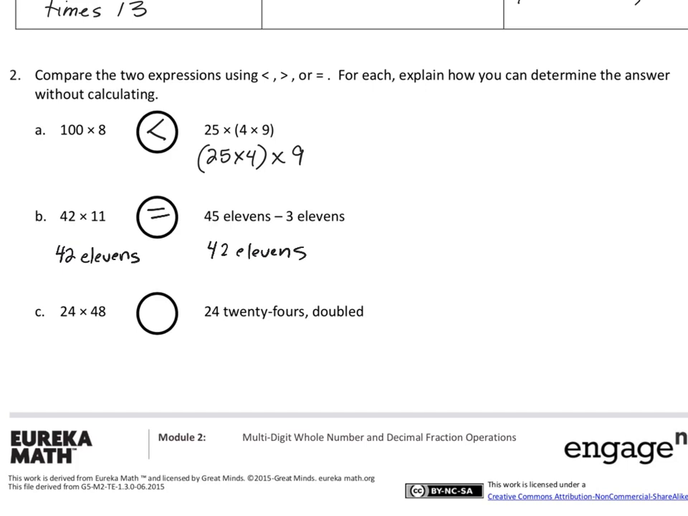We have 24 times 48, and then we have 24 24s doubled. So let's write that out. 24 24s is saying 24 times 24 times 2. And the key here is to associate the last two factors, which is 24 and 2, which is equal to 48. In this case, it would be equal again. And that's all we have to do on this page.